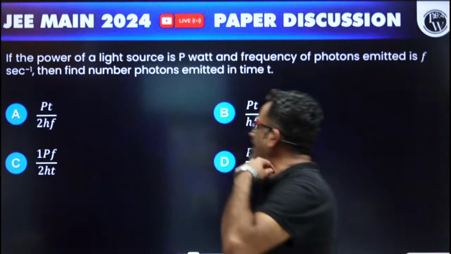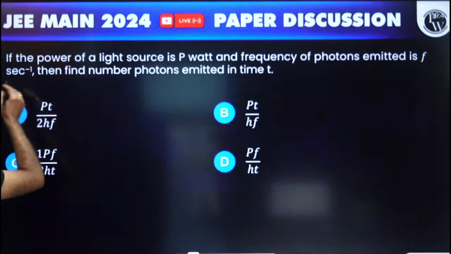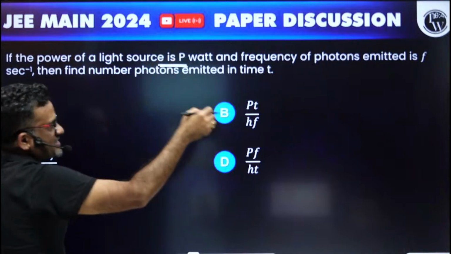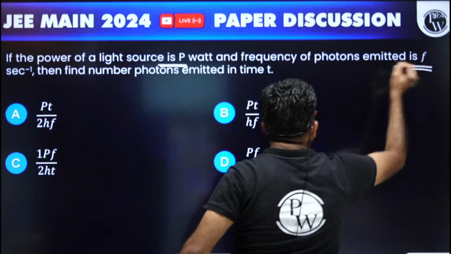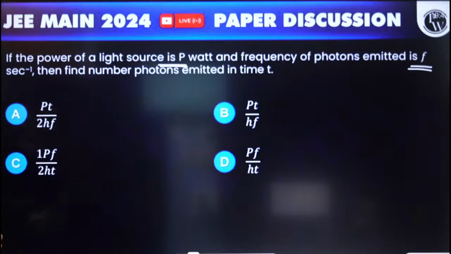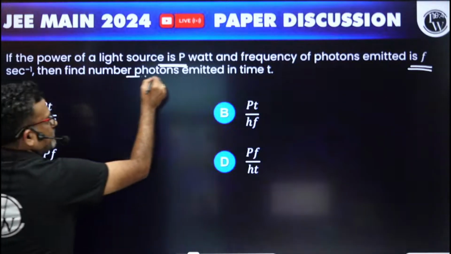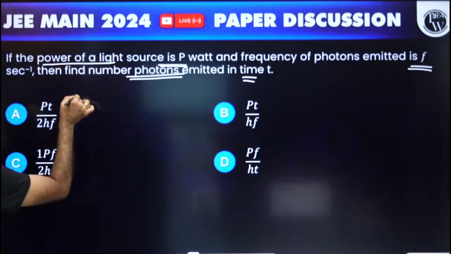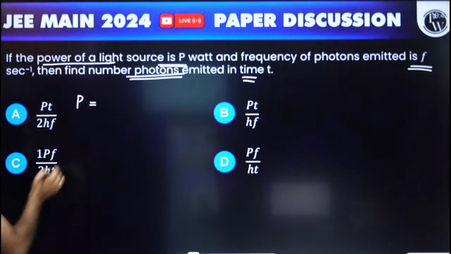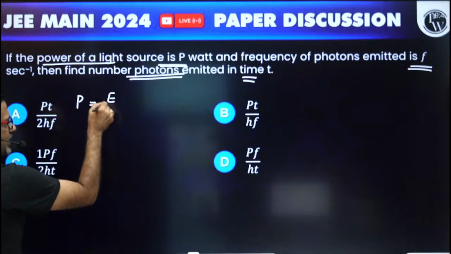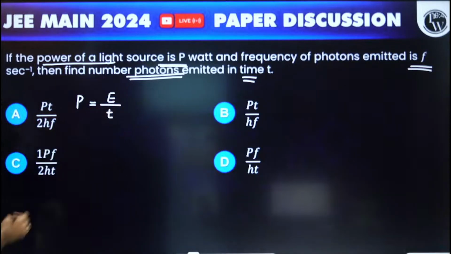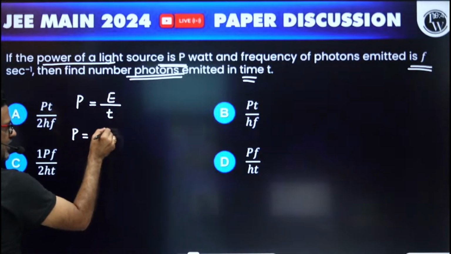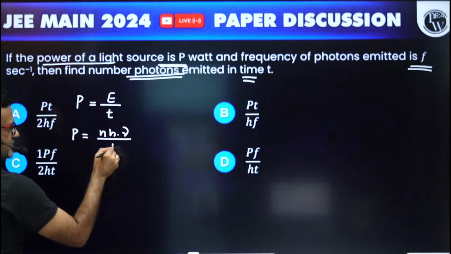If the power of the light source is P watt and frequency of the photon emitted is F per second, then find the number of photons emitted in time t. First of all, power of light. Power of light is given as what? Energy emitted per unit time, E by T. But what is E by T? E is equal to what? N into h nu by T.